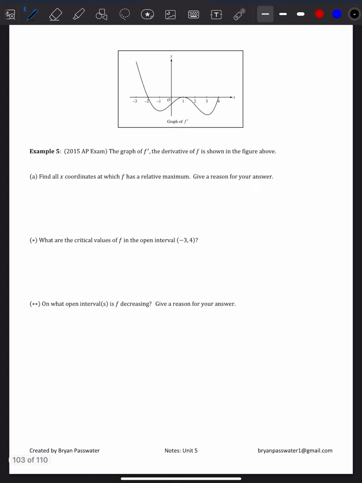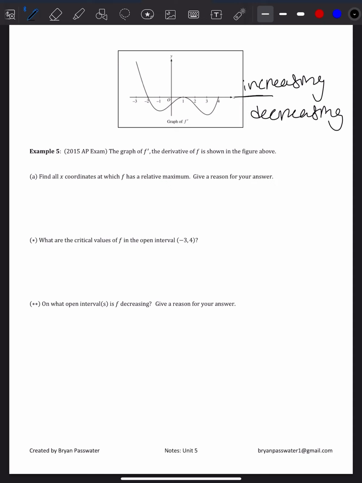Our last one here is another AP style problem from an AP exam. So 2015 AP exam, the graph of f prime, the derivative of f is shown above. So once again, we have the derivative of f. So I know if it's above, it's increasing. If it's below, it's decreasing.